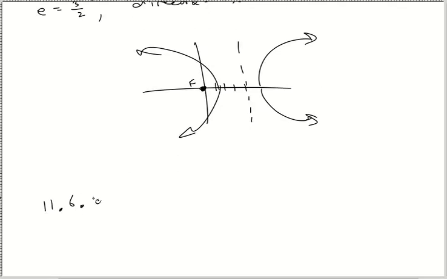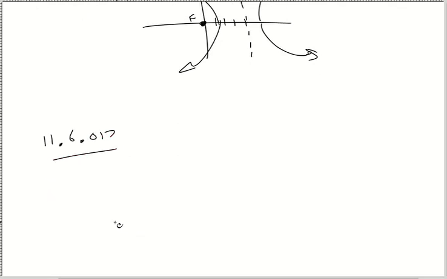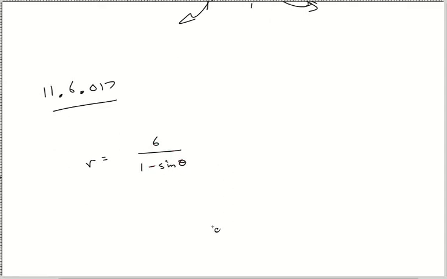So 11, 6, 017. I mean, we can do these all day long. Hopefully I'm teaching you something here. Notice that we have a 1 right here. That's already a 1 there, so that's good. We have a 1, so that's a parabola. I think my handwriting is getting worse. What do you think? Yes.